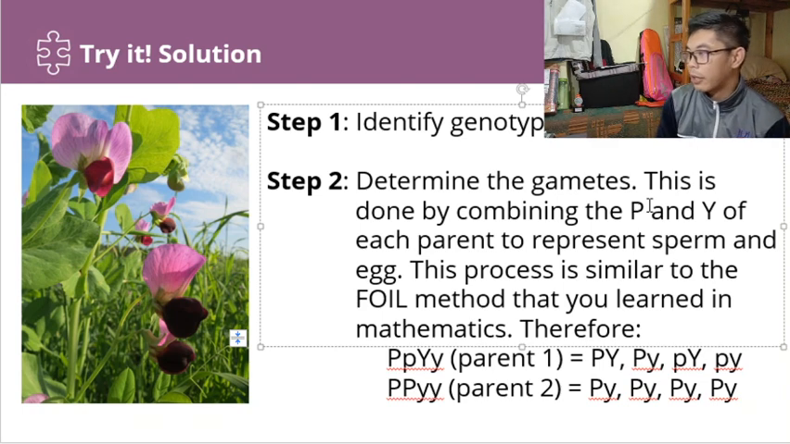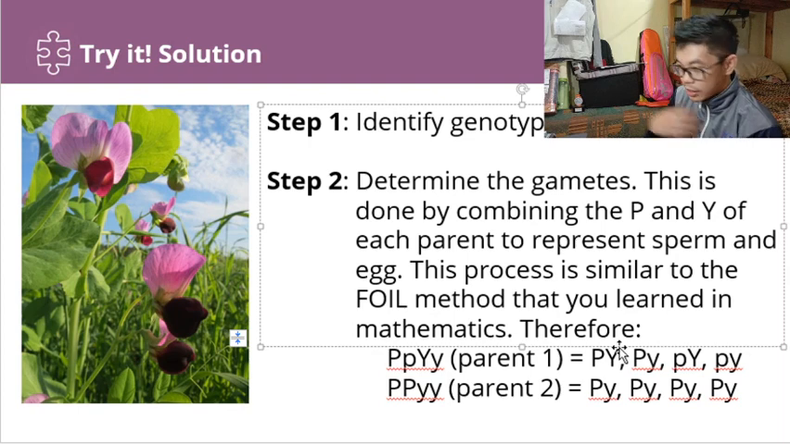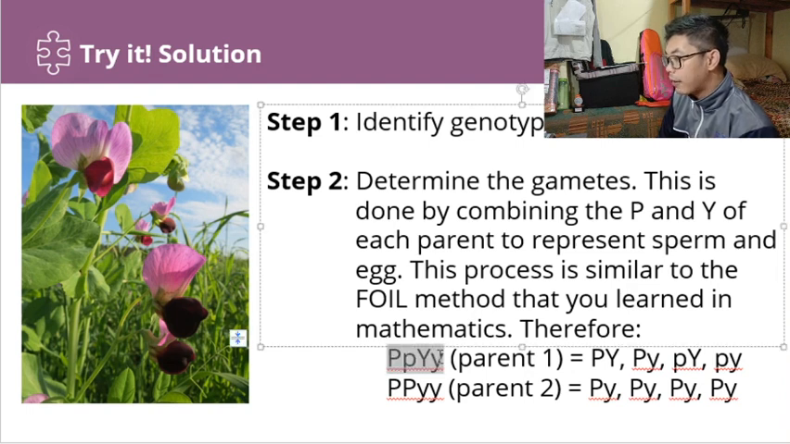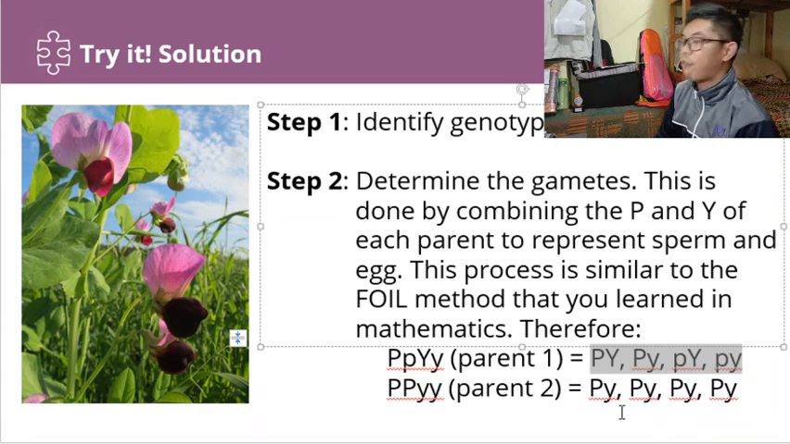This is done by combining P and Y of each parent to represent sperm and egg. This process is similar to the FOIL method that you learned from math. Actually, hindi ko pa nabasa ito, pero yes. Kung alam nyo yung FOIL method, gagawin natin is, with this parent here, we need to combine them through a FOIL method.